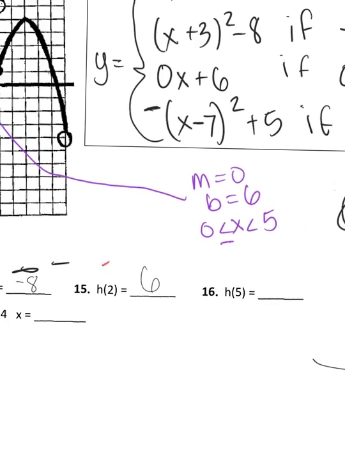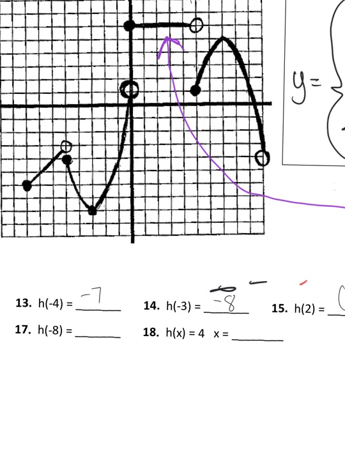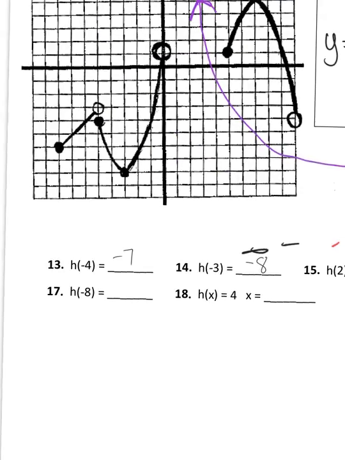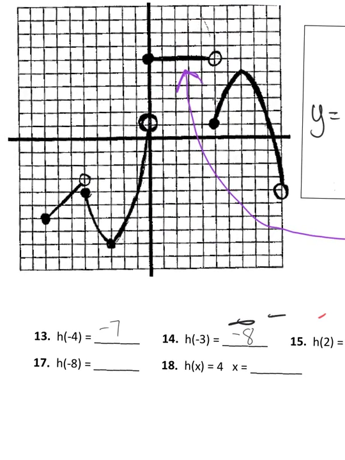For number 16, when I plug in 5 for my x value, I'm going over 5 in the x direction, which means I just need to go up 1 in the y direction, and I found my graph. And then for number 17, if I go -8 in the x direction, 1, 2, 3, 4, 5, 6, 7, 8, I have to go down 1, 2, 3, 4, 5, 6 to find my graph at -6.